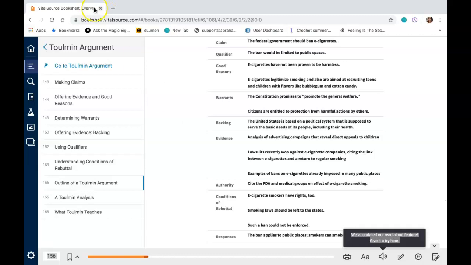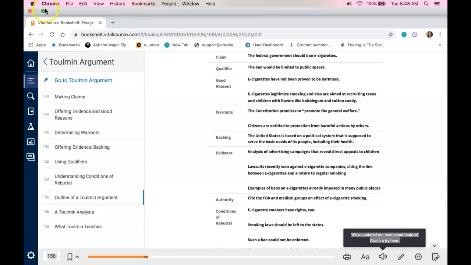Anyways, that's the Toulmin method, and I have some videos that go along with this too to help you. I really suggest that before you write your essay that you create some sort of outline like this, and that you use the outline to help you write your paper.